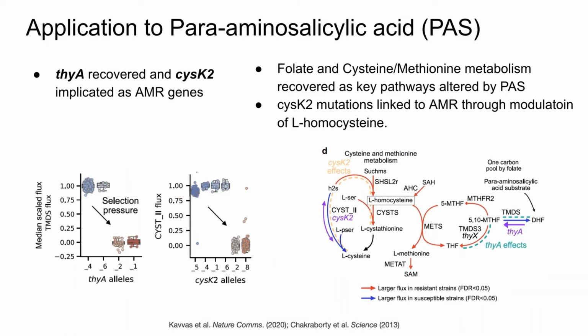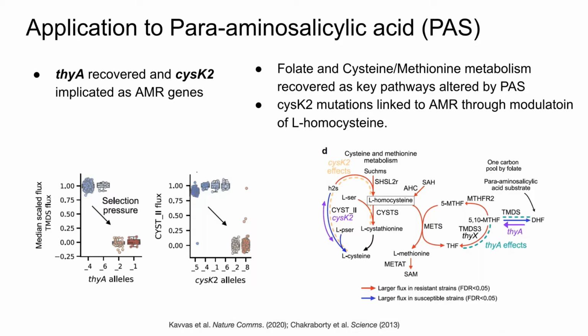For another drug, para-aminosalicylic acid, we identified ThiA and CysK2 as AMR genes. ThiA is a known AMR gene, while CysK2 is a new one that's implicated. We estimate the resistant dominant ThiA alleles to be loss of function, as well as the CysK2 alleles. On the pathway level, we identify folate metabolism, as well as sulfur metabolism through cysteine and methionine, as the key discriminating pathway fluxes determining PAS resistance.